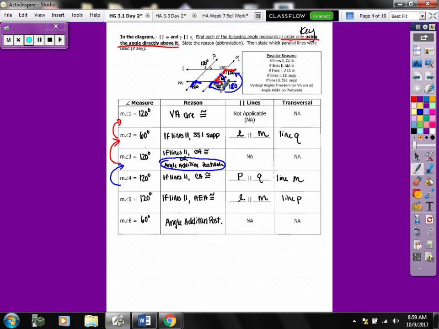Measure angle 5, which was up here. Again, relating 5 to this angle, those are alternating and they're exterior angles. So if lines parallel, AEA congruent. Also could have alternating exterior angles theorem.